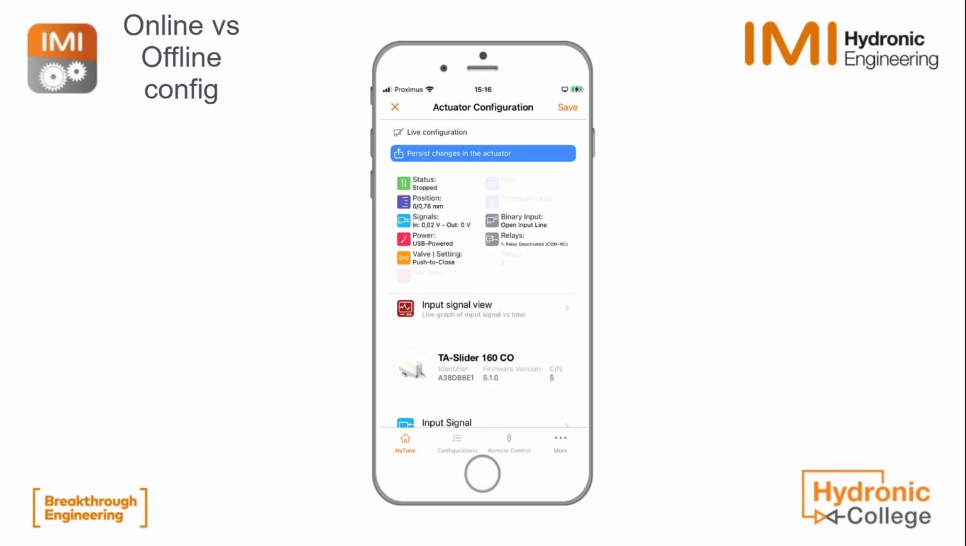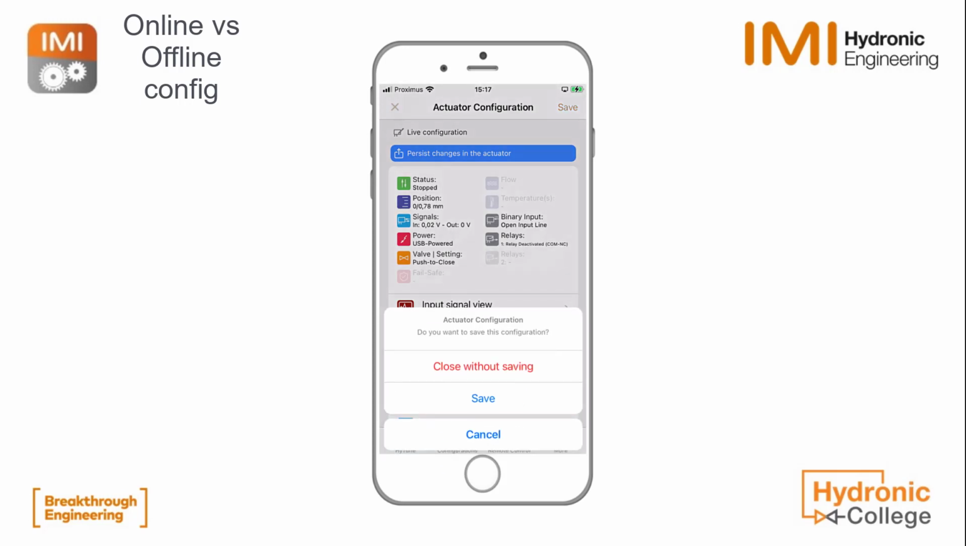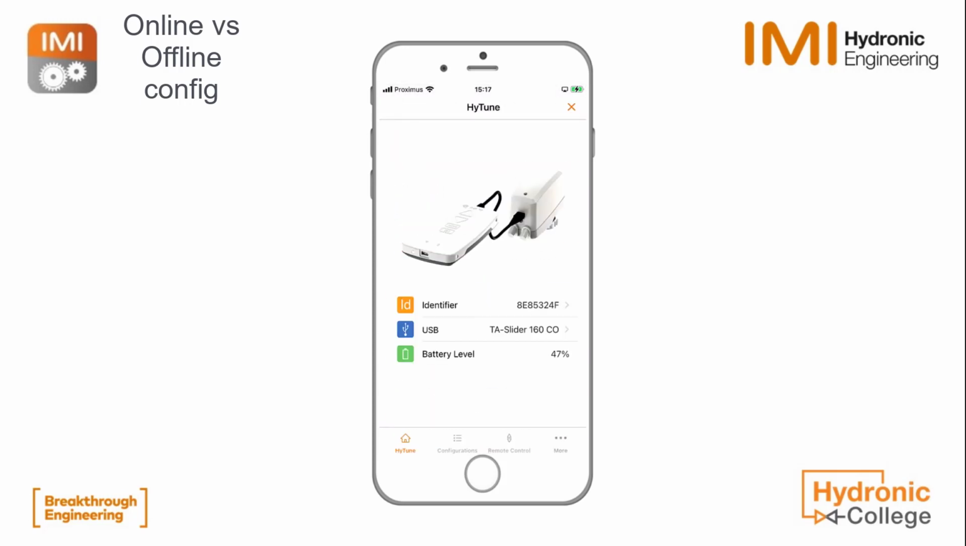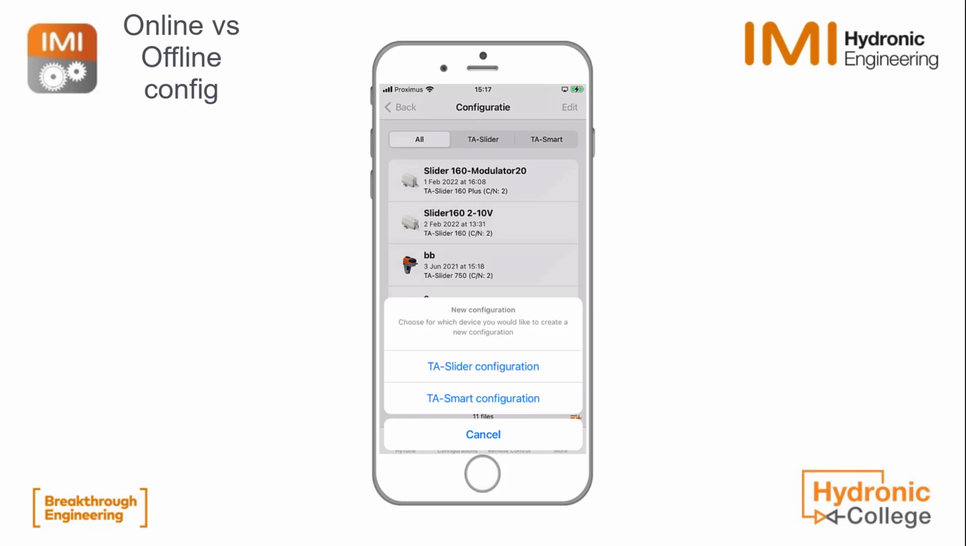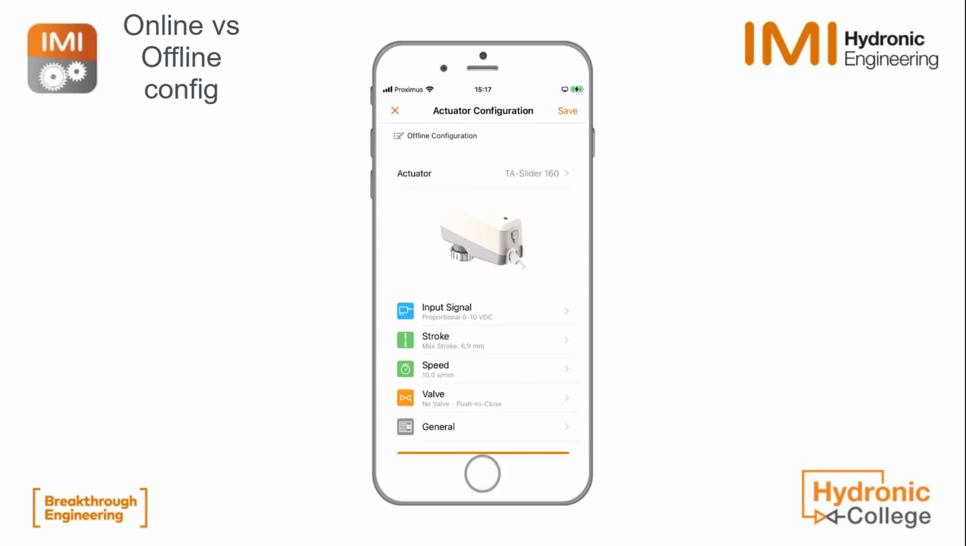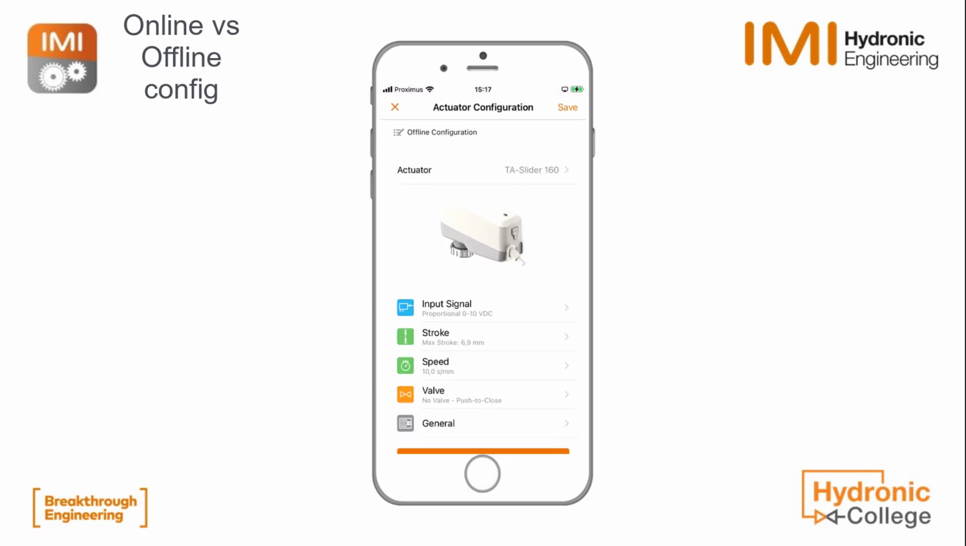Now when we go back to the main screen by clicking on X and not saving the changes, and we click on the bottom of the screen on configurations, then we come into the configuration screen. Now we are able to set a TA slider configuration, and you see on the top of the screen now we are in an offline configuration. We can select the actuator.